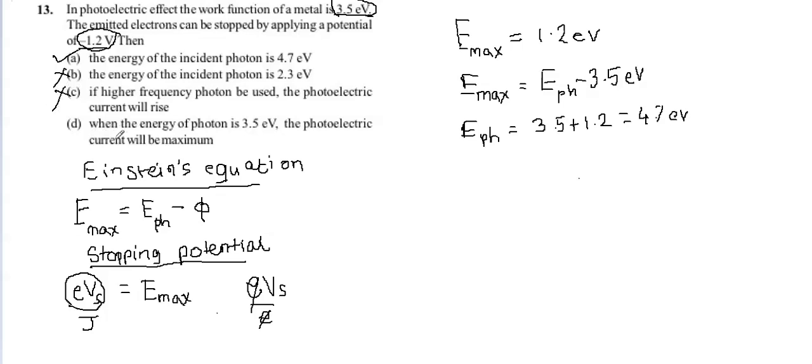Now the fourth option is when the energy of photon is 3.5 electron volt, the photoelectric current will be maximum. Now you see here the work function of the metal is 3.5 electron volts, and when energy of the photon is exactly 3.5, then you find that the maximum kinetic energy is 0. That means there will be 0 current. There will be no electron which will be able to reach the other electrode. So this is also a wrong option. So we only have one correct option here, that is option A.